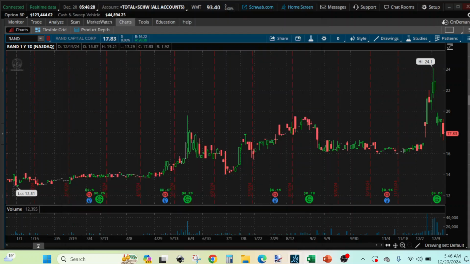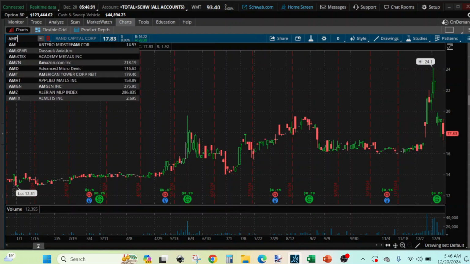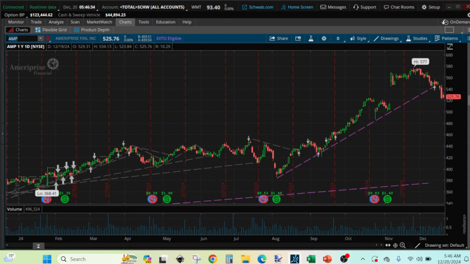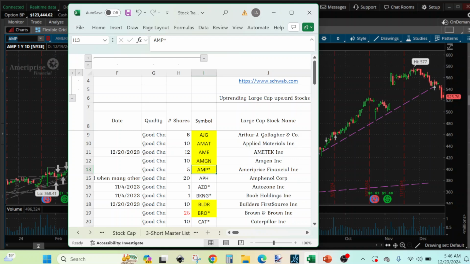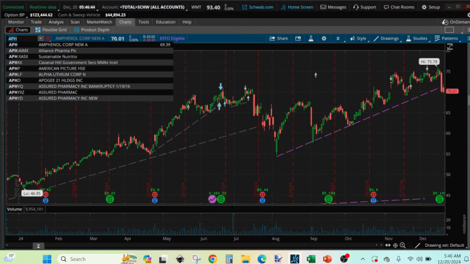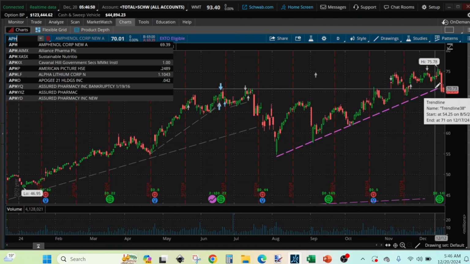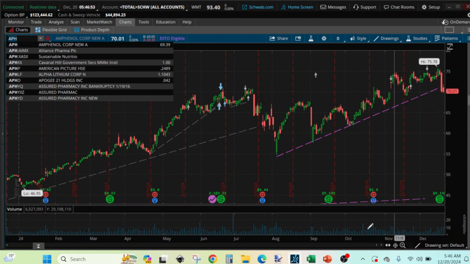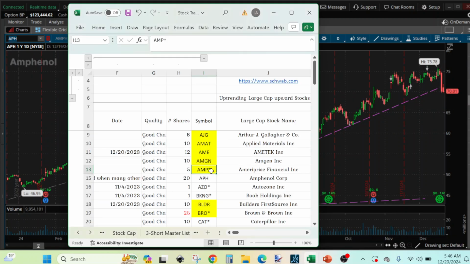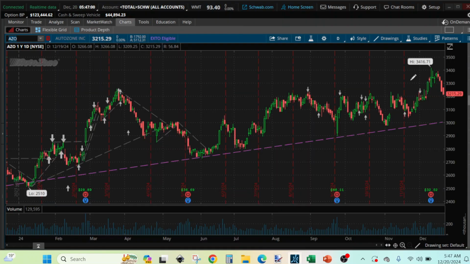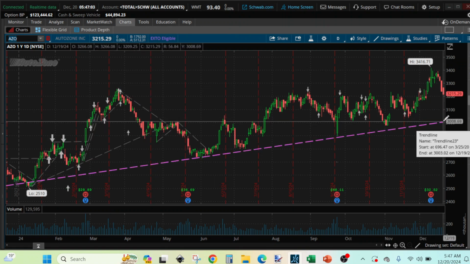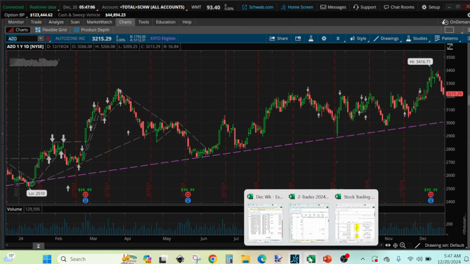AMP. So AMP, we purchased it there, but it's going down. APH, we are tracking around that, but it's pulling back past it. AZO, we are tracking around this line. That's the line we like to enter the trade.